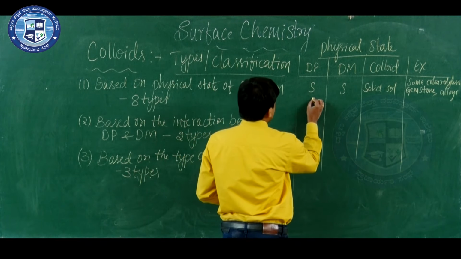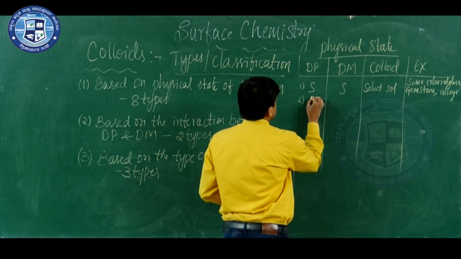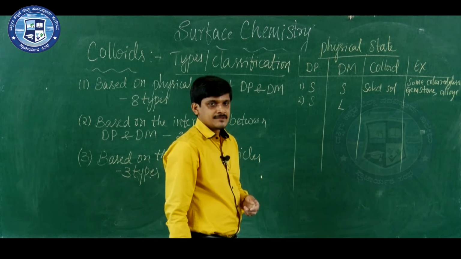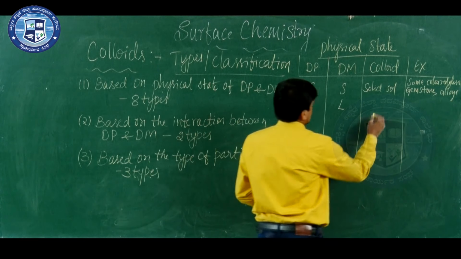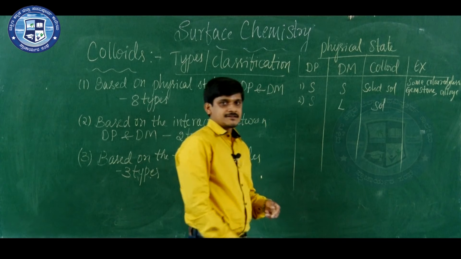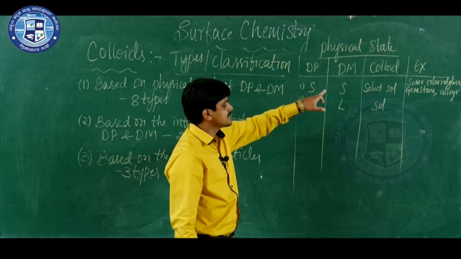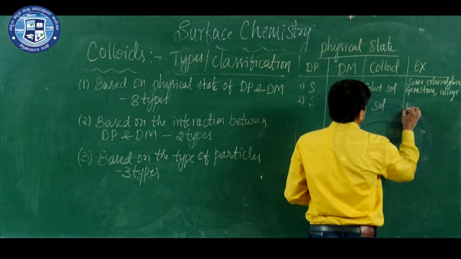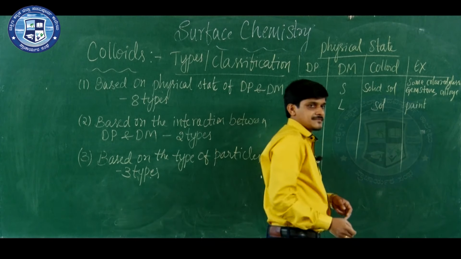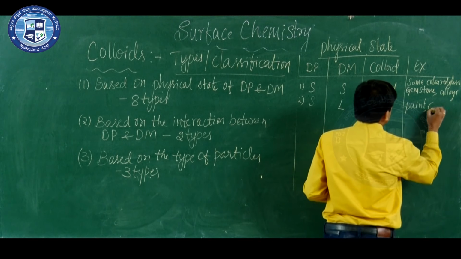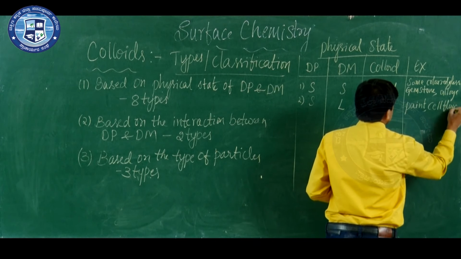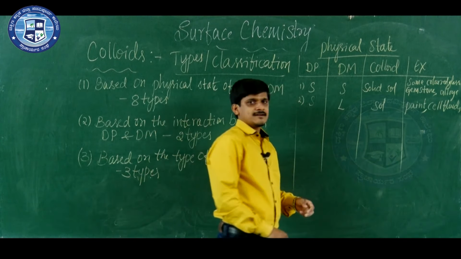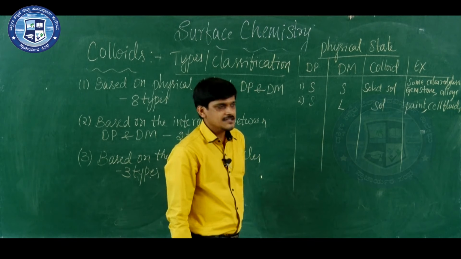Next, second one, if solid dispersion phase and liquid dispersion medium, then colloid is called as sol. Example, paints. Paint is an example. Also, cell fluids, which you have studied in biology. Paints and cell fluids, that is solid dispersed in liquid.